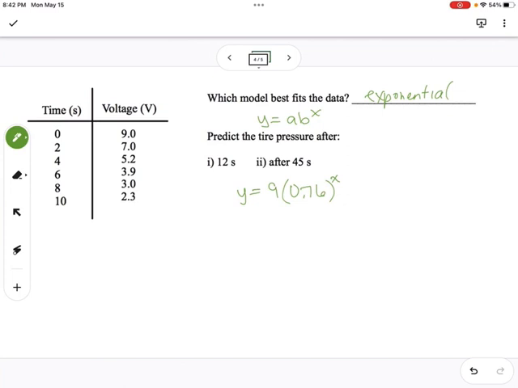So the first one is we want to predict the tire pressure after 12 seconds. So we're going to put 12 in for x.